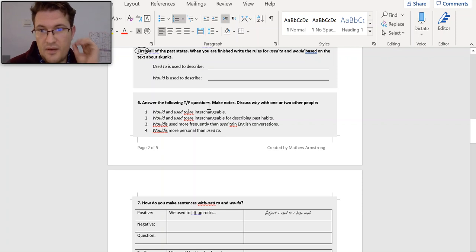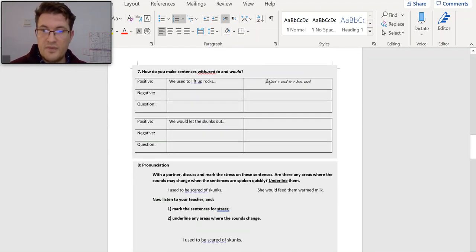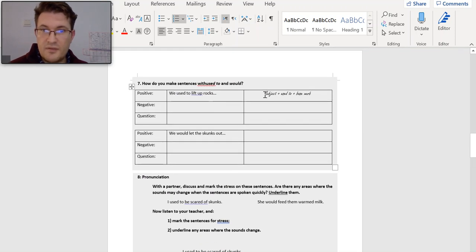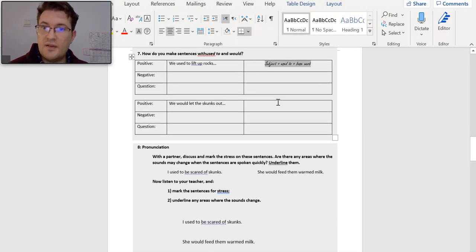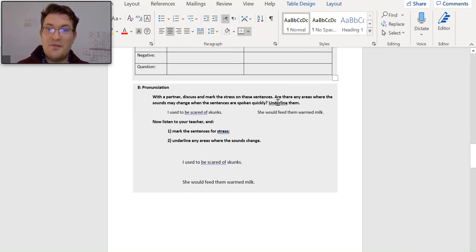These are questions about, what are they about? Okay, this is about meaning, right? These are questions about form. How do you make it? Students get to work on this by themselves. Teacher just walks around, monitors, makes sure everyone's okay. Pronunciation, underline the stress in the sentences, right?